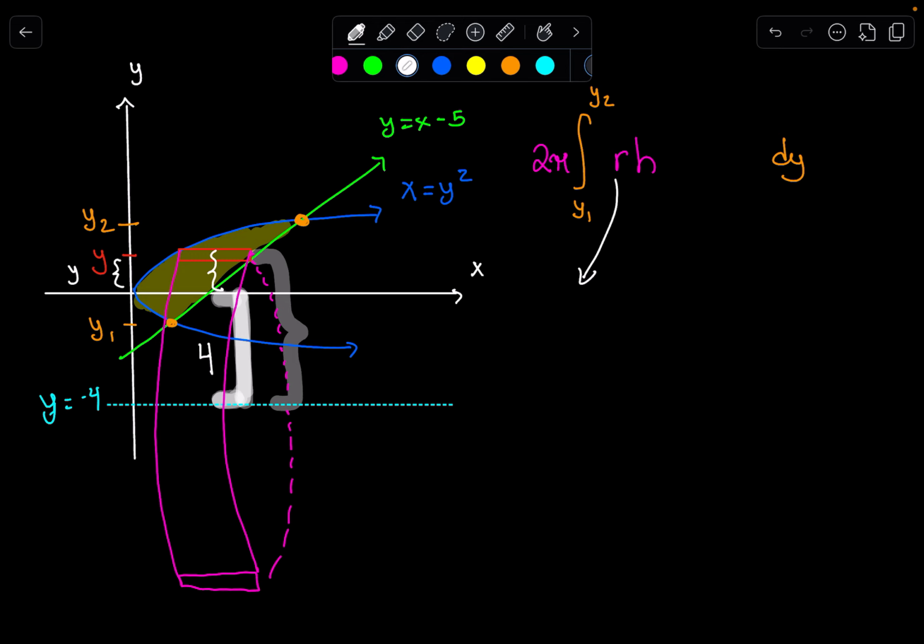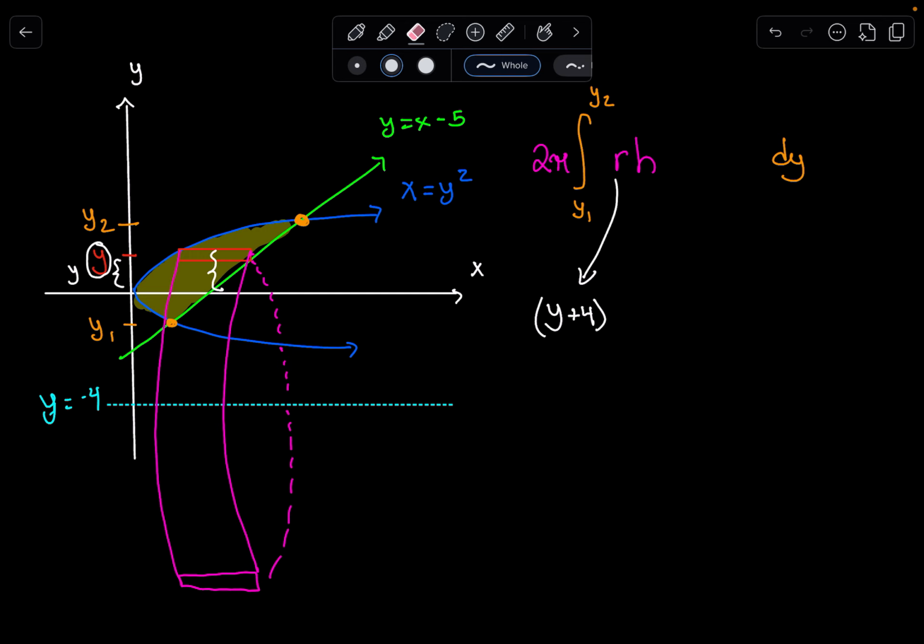So in this particular case, wherever it is that we made this slice, the radius is going to just be whatever y value we happen to be making the slice at, and then plus another 4. So that's going to be our radius. Fantastic. Now, let's erase that, make some space, and now let's talk about the height.